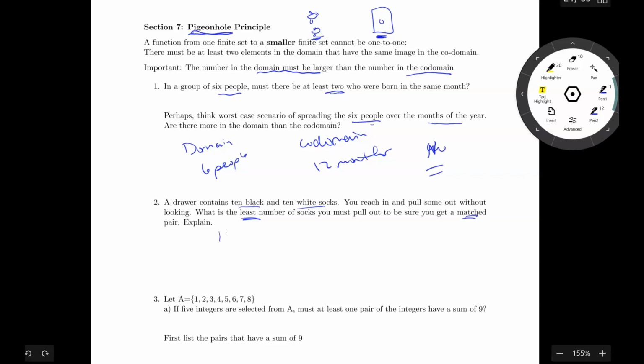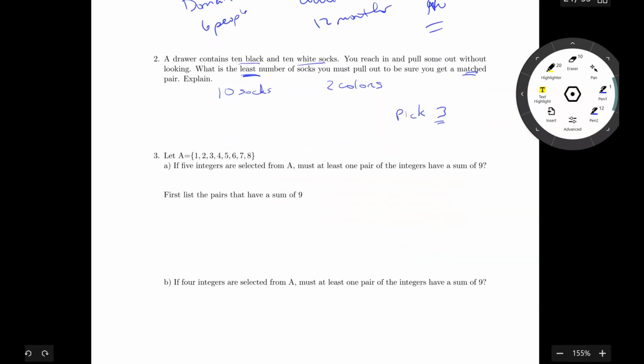So you're looking to go into the holes of black and white, right? So you've got 10 socks in the domain, and you've got 2 colors in the codomain. So what's the least number of socks? Worst case scenario, if you pick a white and a black, the third one's going to be a white or a black, so you need to pick 3 to make sure that you've got 2 socks of the same color.